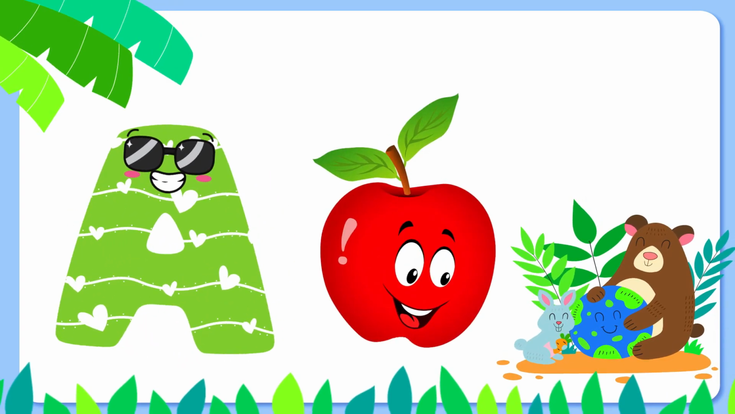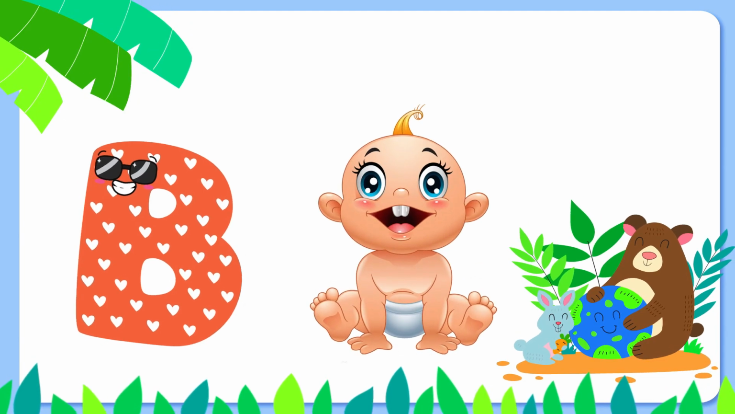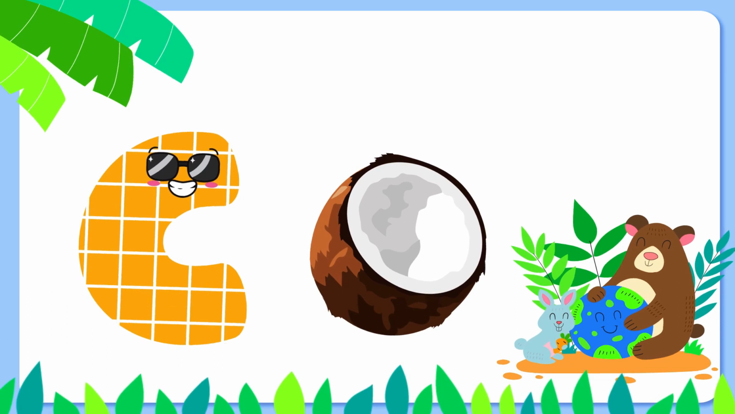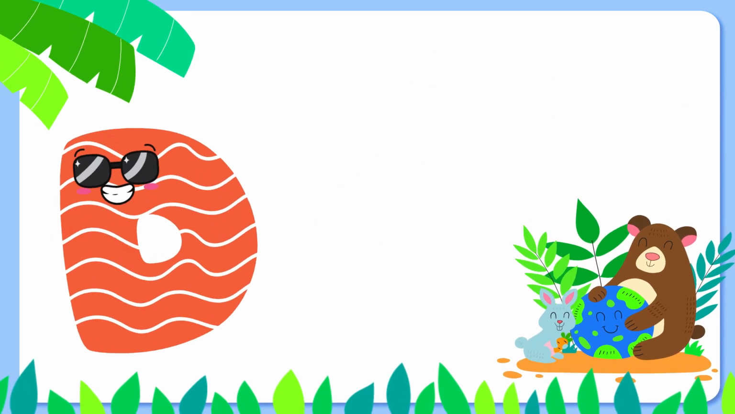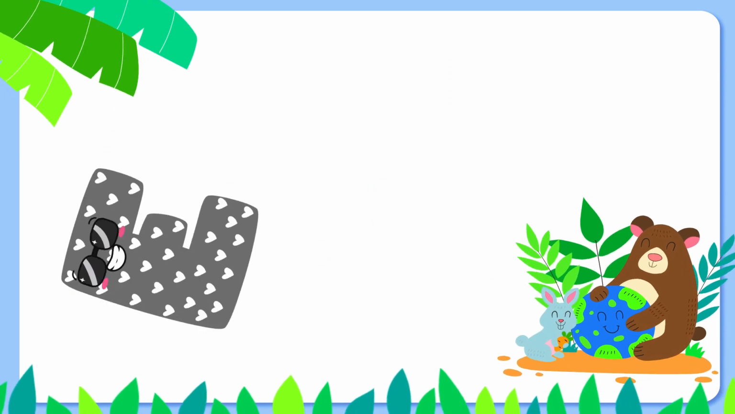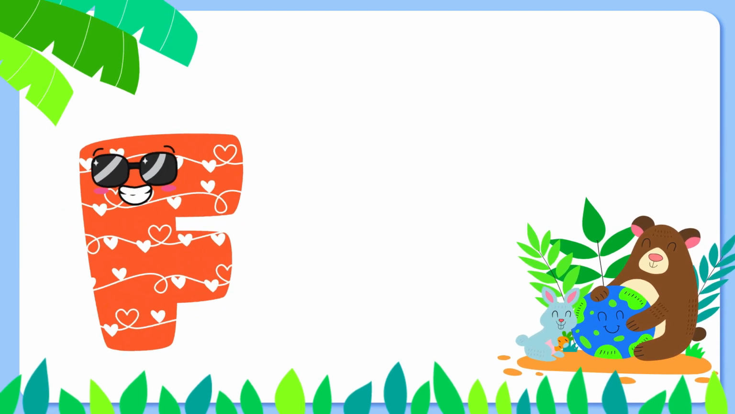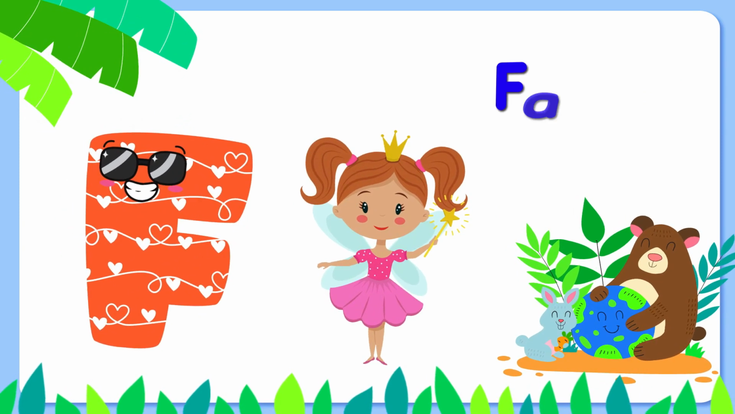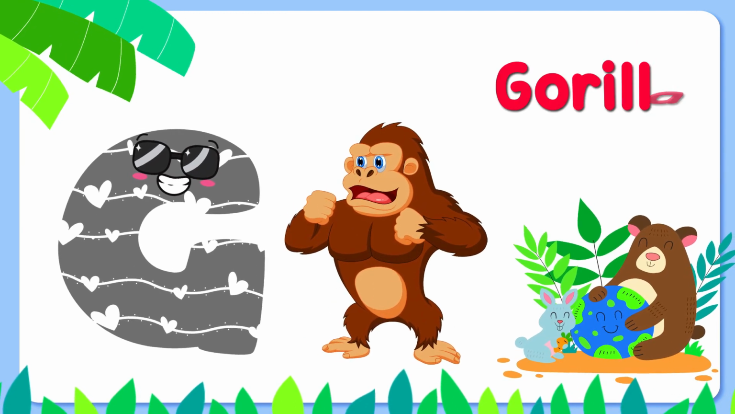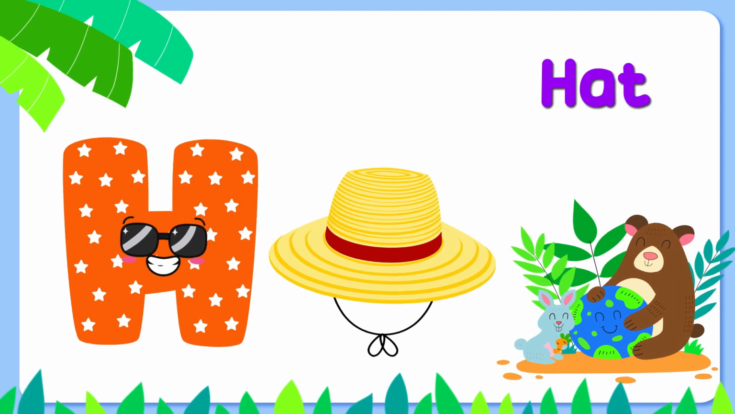A is for apple. A, a, apple. B is for baby. B, b, baby. C is for coconut. C, c, coconut. D is for donut. D, d, donut. E is for elephant. E, e, elephant. F is for fairy. F, f, fairy. G is for gorilla. G, g, gorilla. H is for hat. H, h, hat.